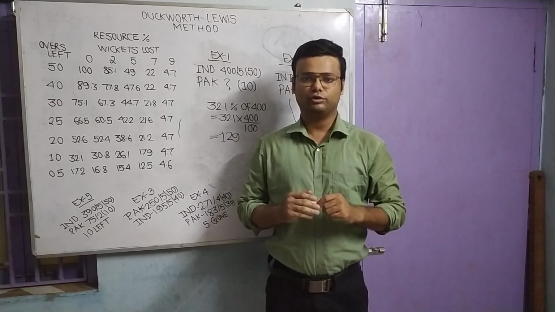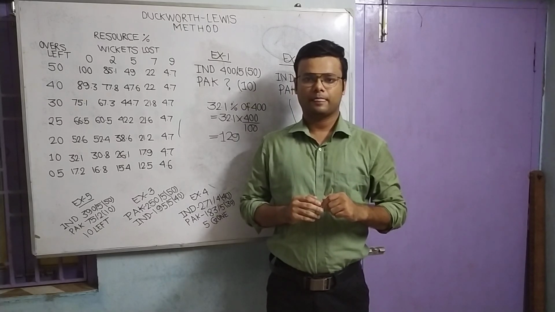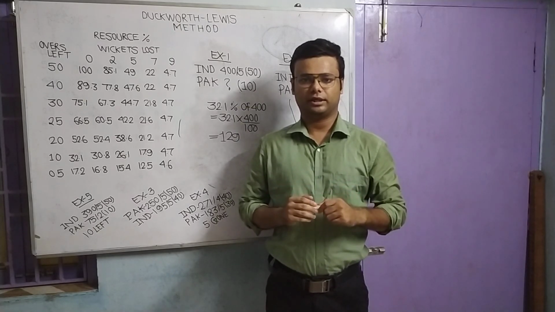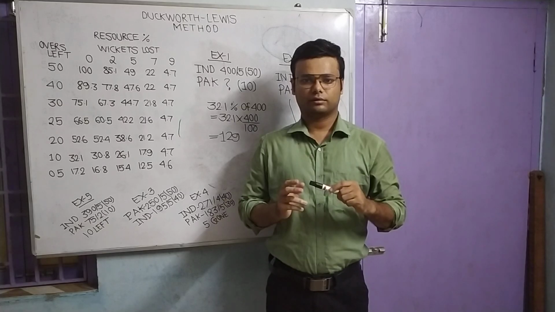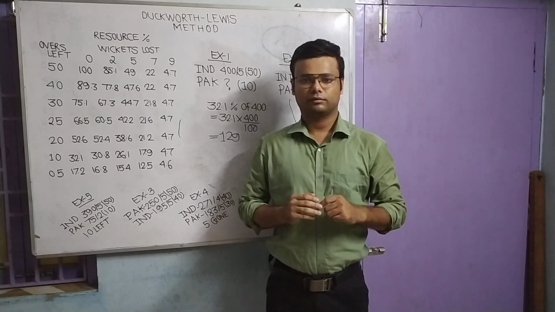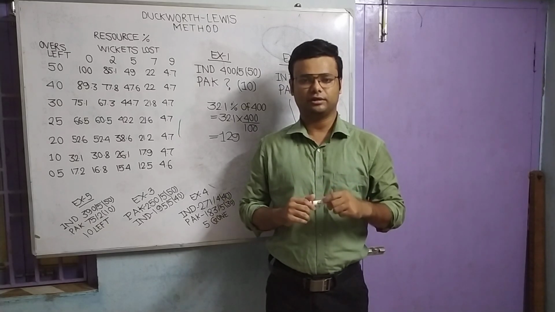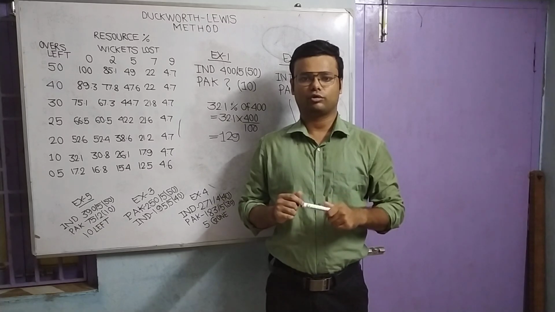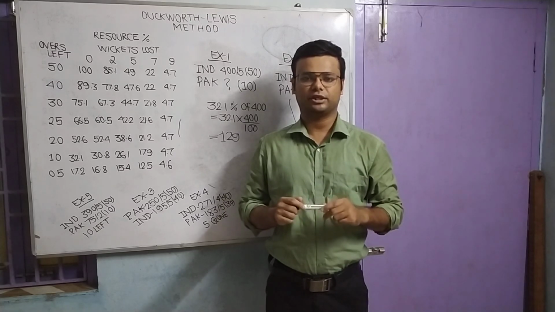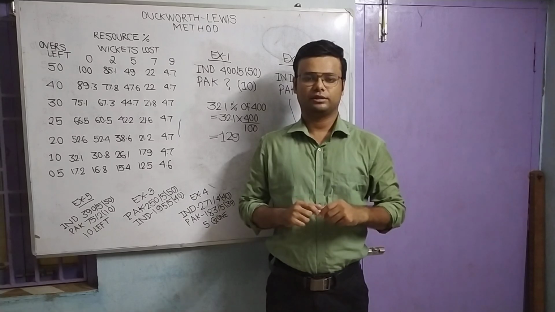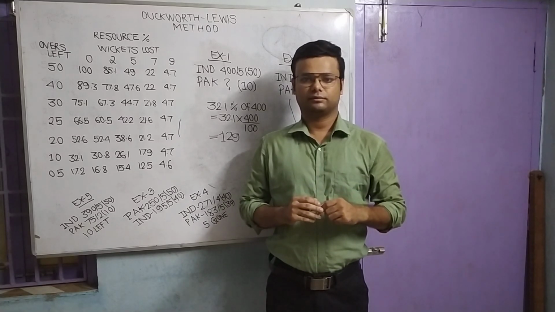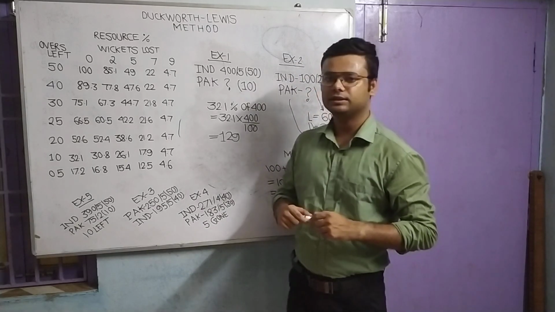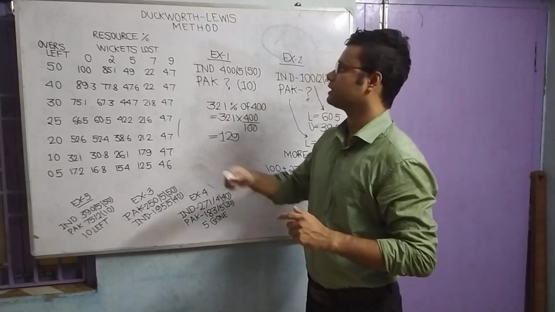The Duckworth-Lewis process is named after two persons. They are Frank Duckworth and Tony Lewis. Frank Duckworth was a consultant statistician, while Tony Lewis was a lecturer in mathematics. They prepared a chart. The name of this chart is resource percentage.